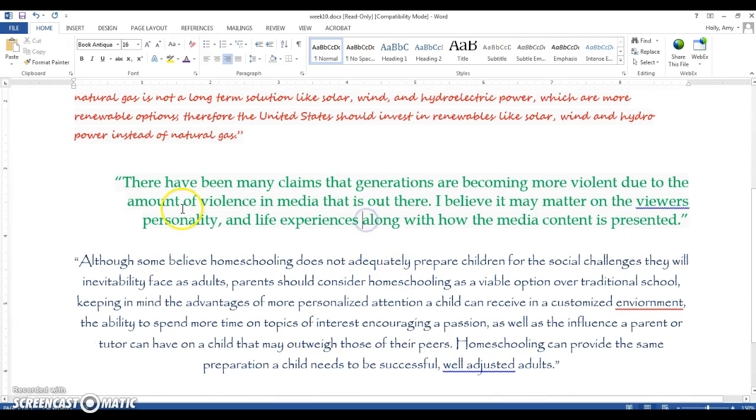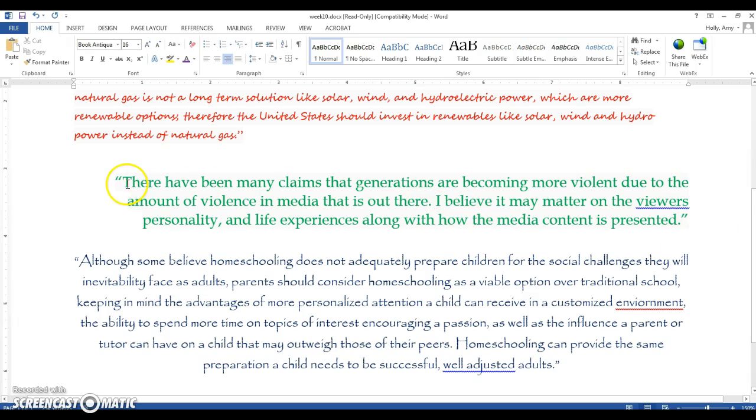Here we have an example. I just wanted to point out the importance of transitions. So this person says, there have been many claims that generations are becoming more violent due to the amount of violence in media that's out there. I believe it may matter on the viewer's personality and life experiences along with how the media content is presented. So we do have a counterargument. We do have 1, 2, 3 subpoints. I think this person is still leading toward a proposal that we would need to have attached here.